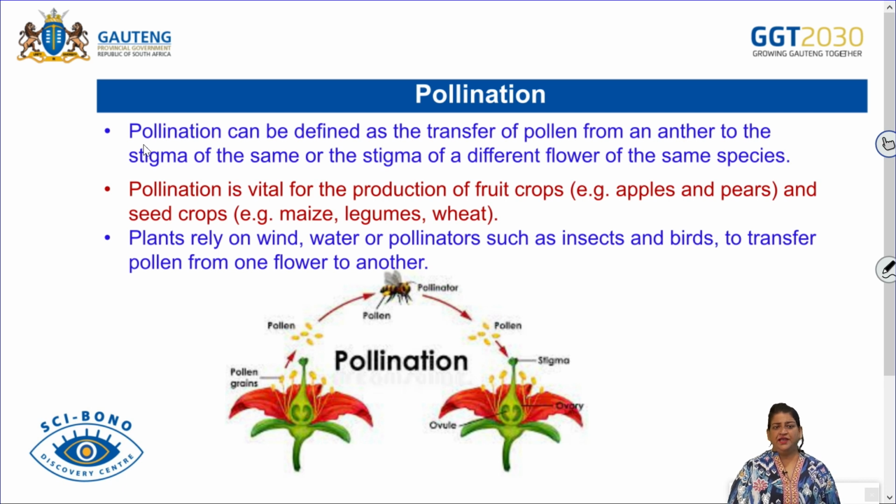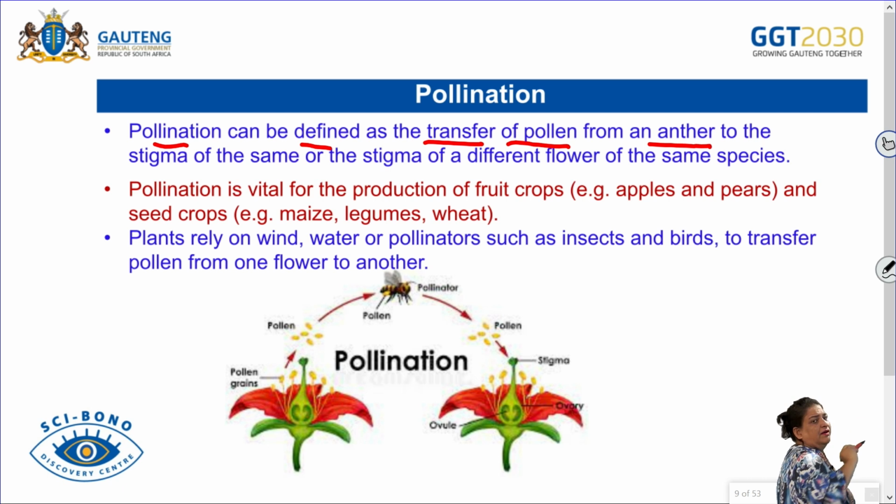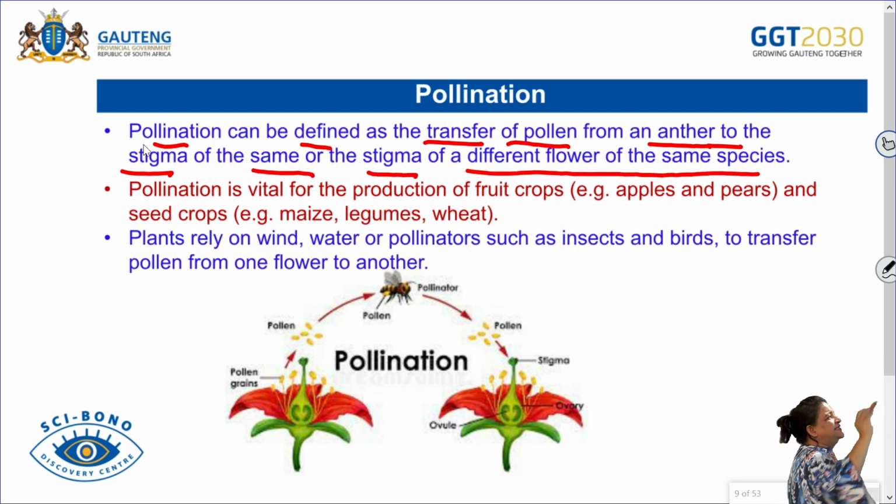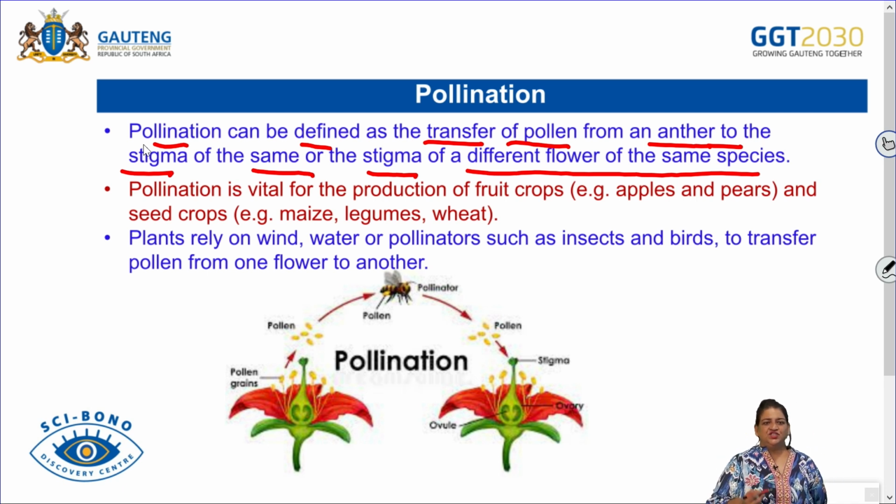So we find pollination. What is the meaning or definition of the word pollination? Pollination is defined, that means definition, as the transfer of pollen from the anther to the stigma of the same flower or of a different flower of the same species. In other words, pollination is a transfer of pollen from the anther to the stigma, either of the same flower or to the stigma of a different flower of the same species.